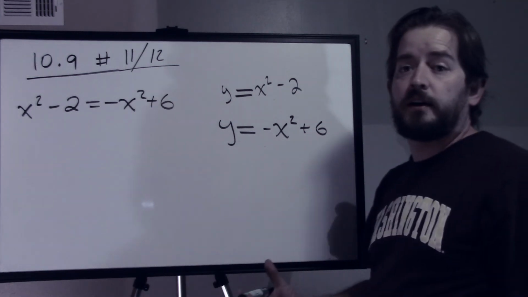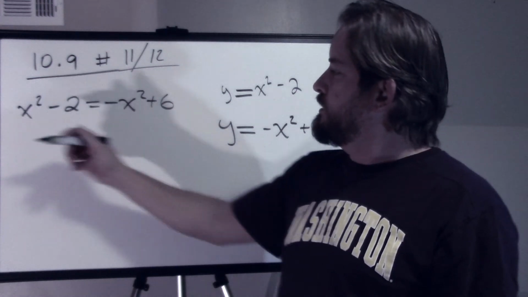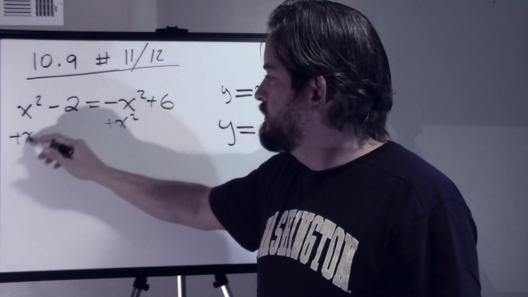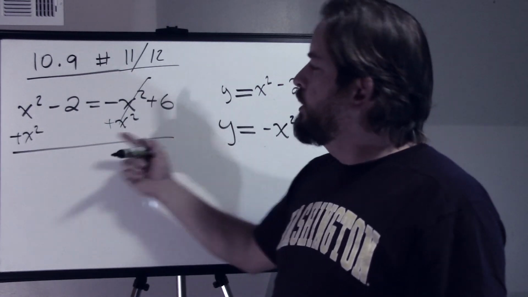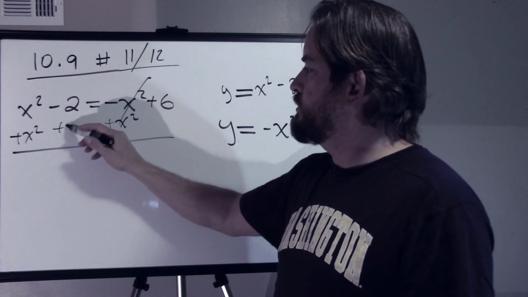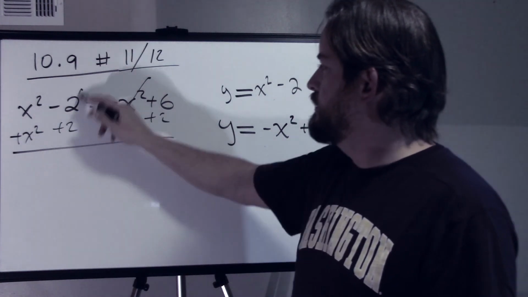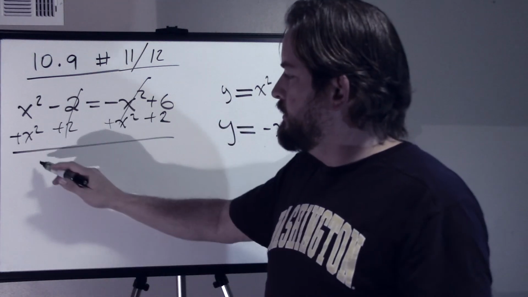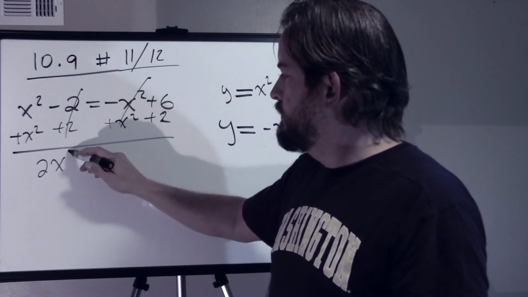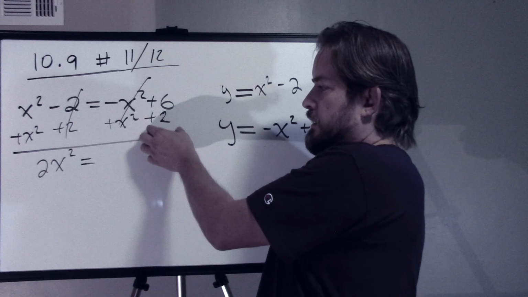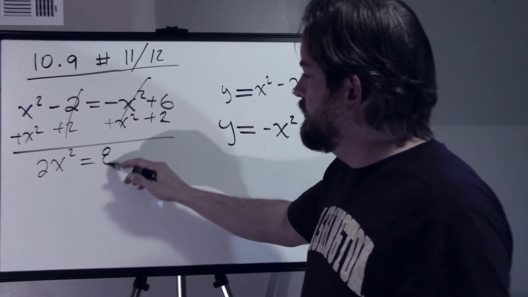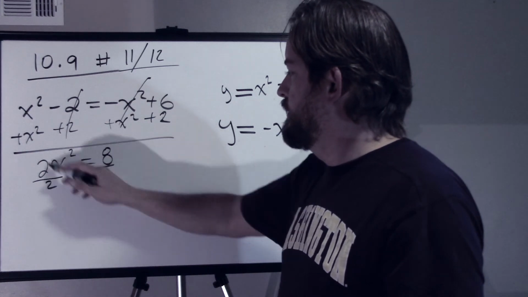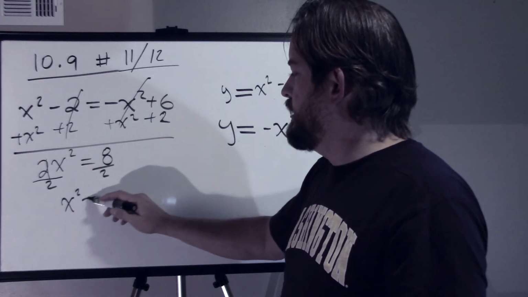And that's my x values. So I'm going to take my x's to the left. I'll go plus x squared. But I'm going to also take this 2 to the right, so plus 2, plus 2. And so I've got 2x squared on the left. And 8 on the right. Divide each side by 2. That gives me x squared equals 4.